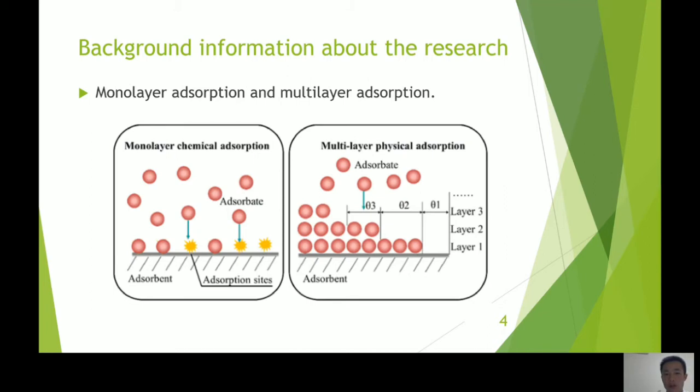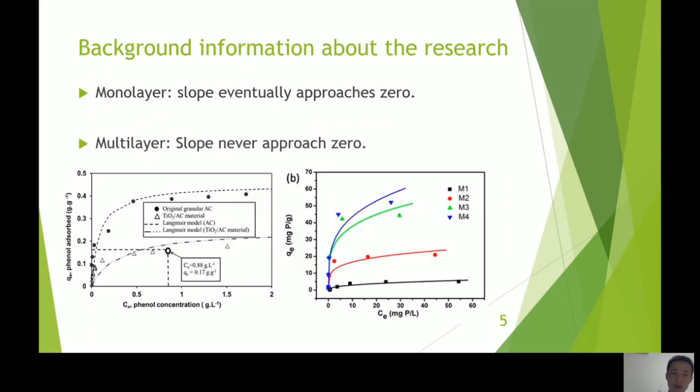If we go deeper into adsorption, we have two categories, which are monolayer adsorption and multilayer adsorption. As for monolayer adsorption, we can only have one layer of surfactant on the solid surface, whereas for multilayer adsorption, we can have many layers of surfactants on the solid surface.